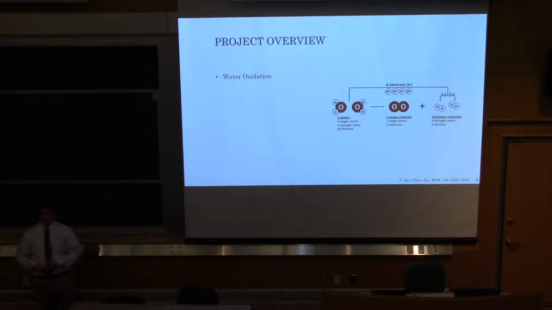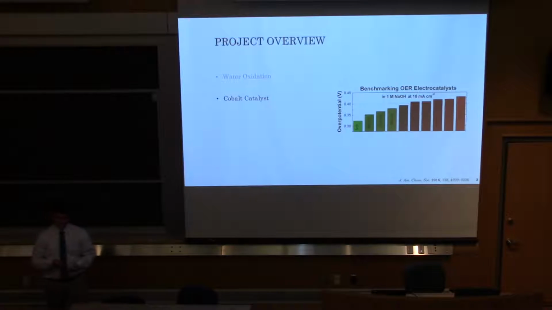So water oxidation is one part of a larger reaction of water splitting, which consists of breaking the bonds of water and forming oxygen and hydrogen. Water oxidation focuses on the oxygen evolution part. And for us, we're doing this by using a catalyst to facilitate this oxygen evolution.